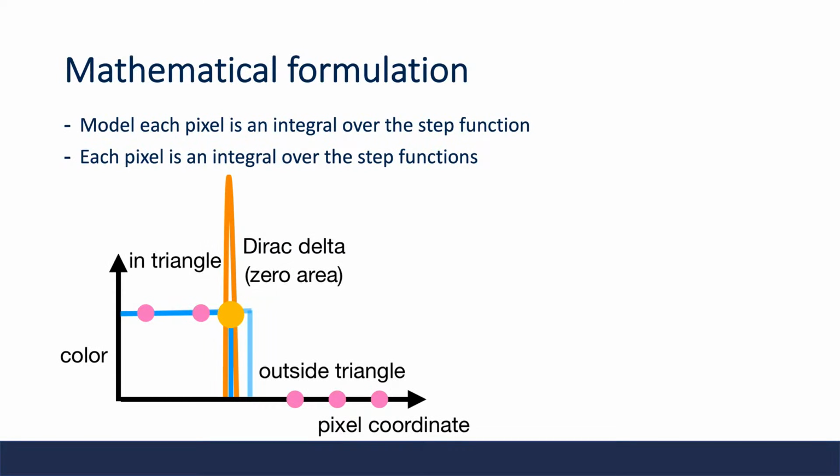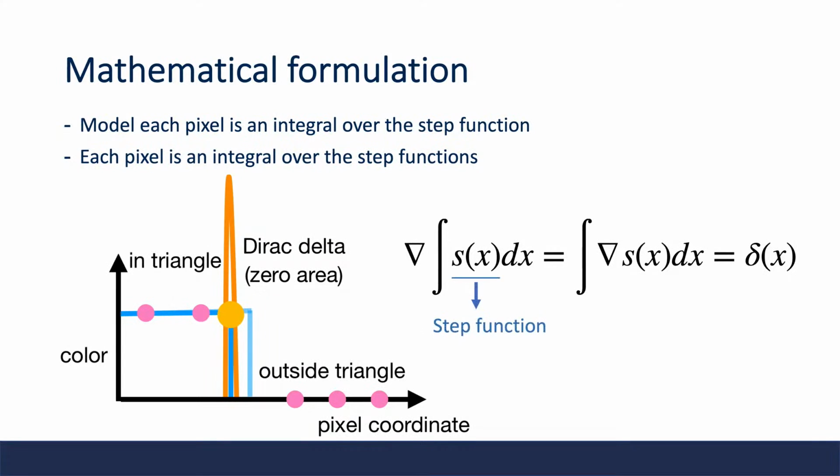To formulate this idea mathematically, let's first model the triangle edges as step functions. Here, x is the pixel coordinate and y is the pixel color. Assume the function f is a constant 1, therefore each pixel is actually an integral over the step function s. So when we take the gradient of this integral, we obtain the derivative of the step function, which is a delta function. The delta function is 0 everywhere except at a single point, the yellow point, where it's infinite. It only becomes a real number when you're integrating it. Therefore, when you use these pink points to estimate the integral, the problem is they will always miss the delta signal, which has 0 error. So the edge samples are implicitly integrating the delta function.